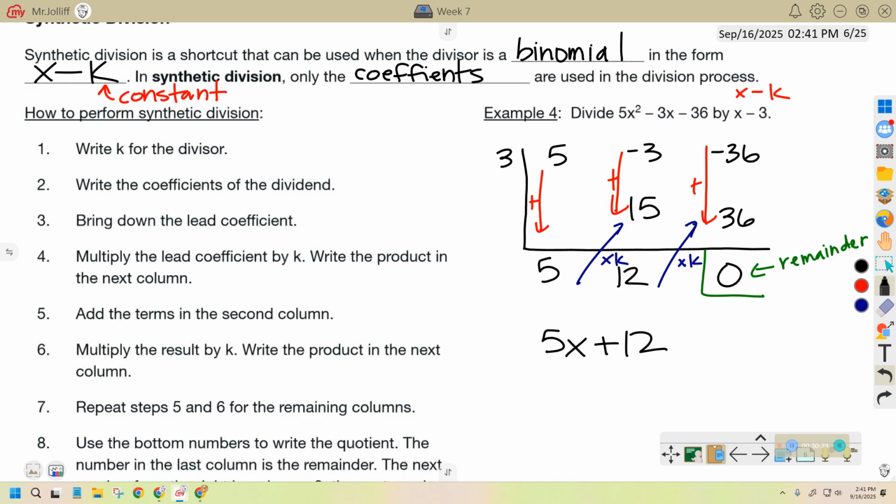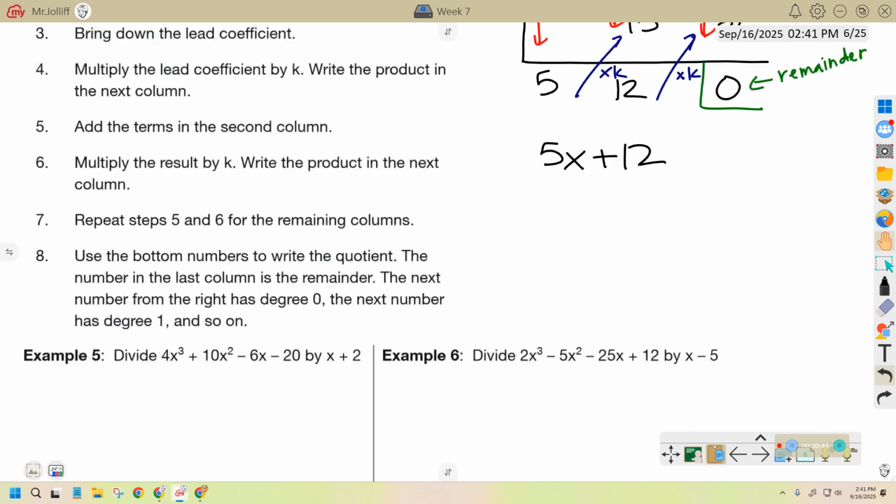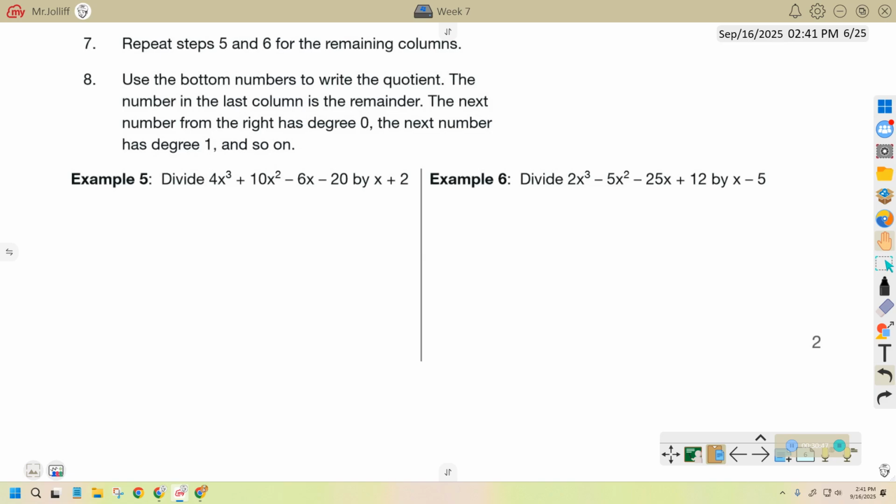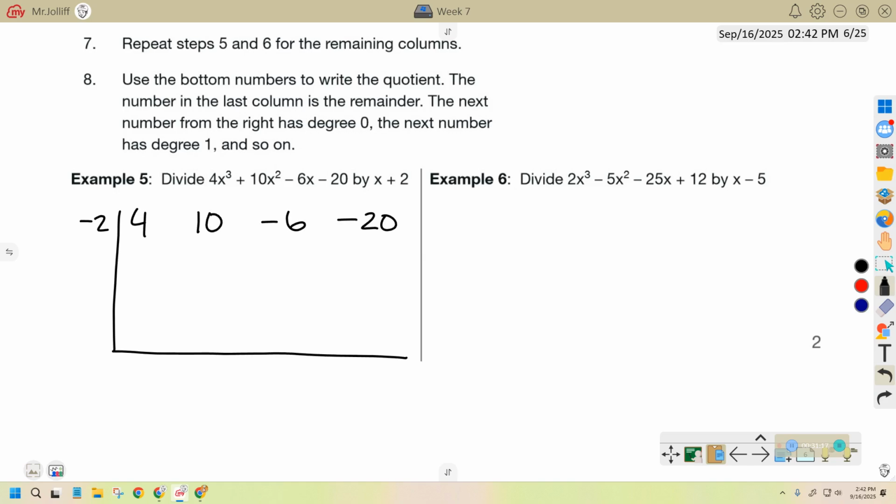Good? Okay. Do one more together. I'm going to have you try one in your small groups. All right. Next one says divide 4x cubed plus 10x squared minus 6x minus 20 by x plus 2. Notice that my pattern for synthetic division is x minus k. That's positive. It's changing sign. My k is negative 2, and the coefficients are 4, 10, negative 6, negative 20.